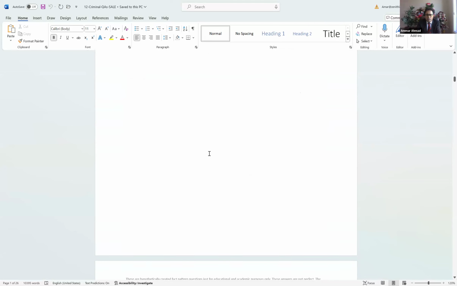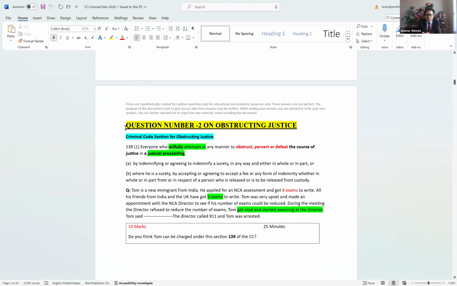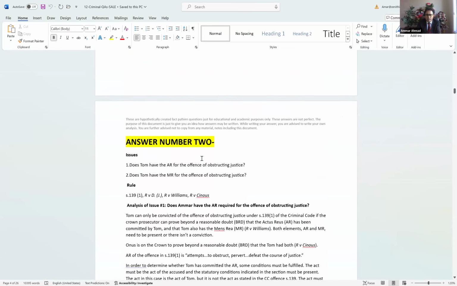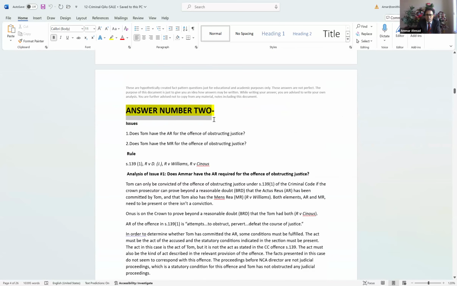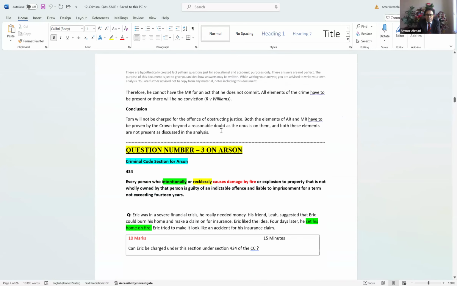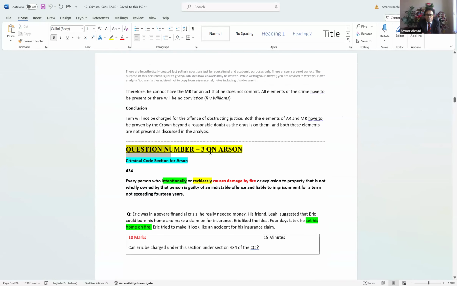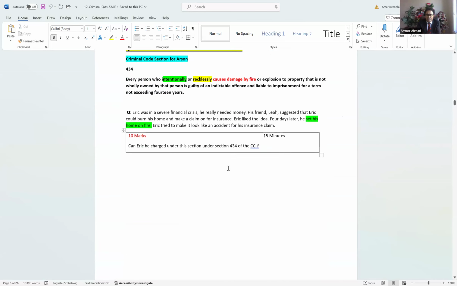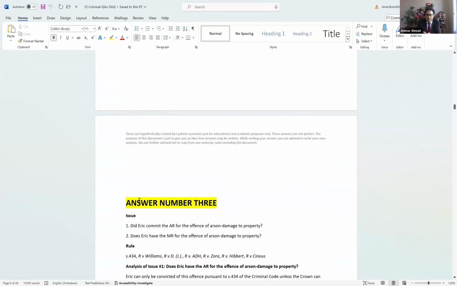Then there is another question, question number 2, on obstructing justice. So this is the question, and then this is the answer to that question. Then question number 3 is on arson, and then below that would be the answer. Again, these are hypothetically created questions just for educational purposes only.